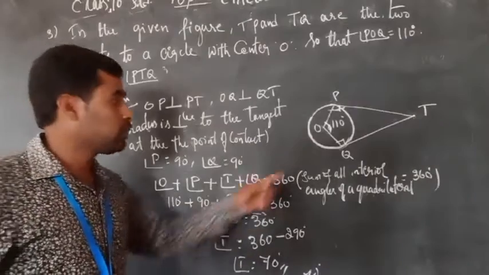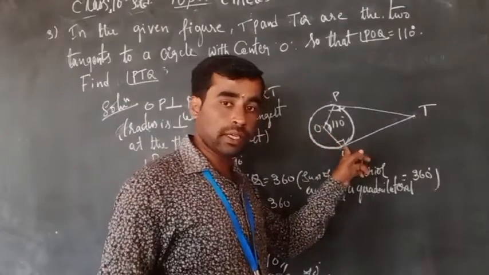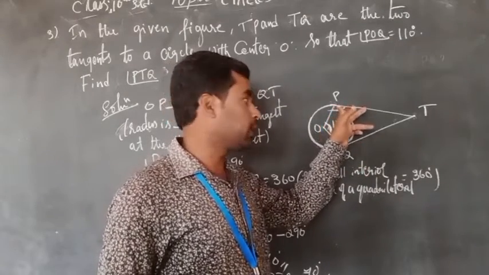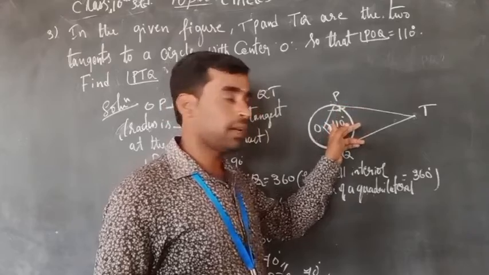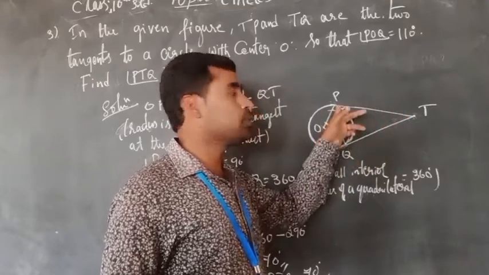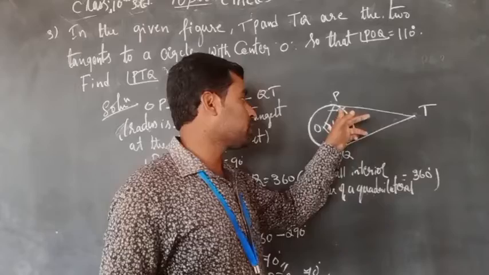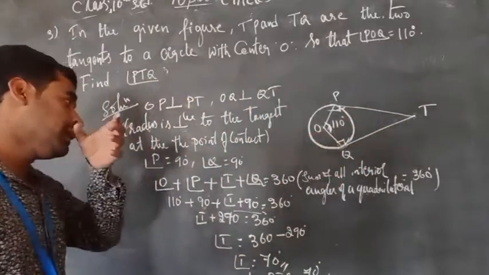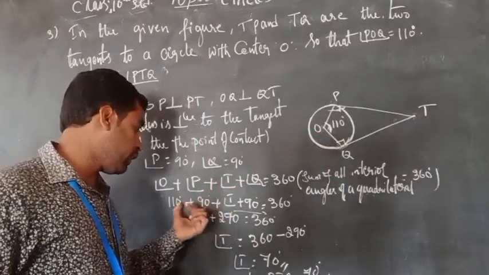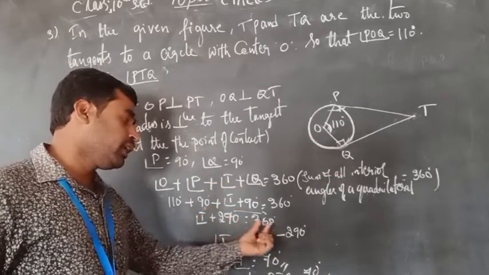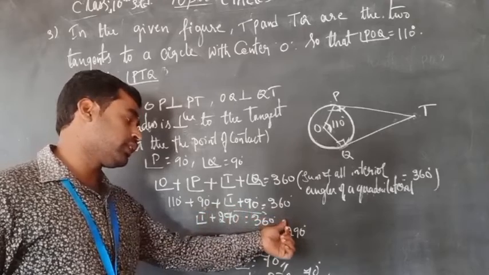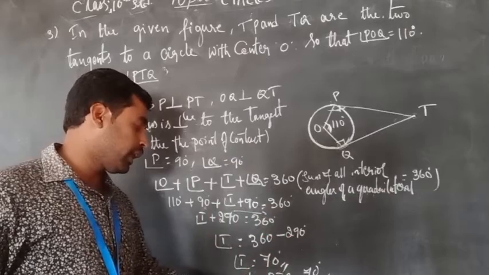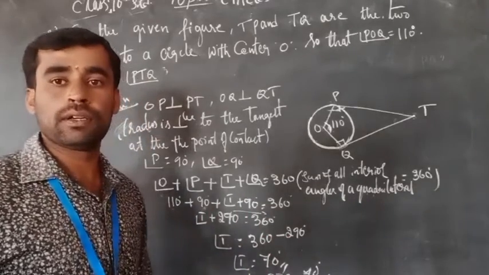Is it clear? See, the radius is perpendicular to the tangent at the point of contact, 90 degrees. Now this term and 110. The sum of the four angles of the quadrilateral is equal to 360. 110 plus 90 plus angle T plus 90 degrees is equal to 360. Now if you add 110, 90, 90, we get 290, equal to 360, transferred to the RHS. 360 minus 290 we get 70 degrees. Therefore angle T is equal to 70. Is it clear? Take down this one.